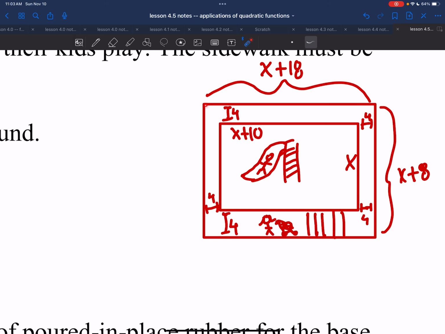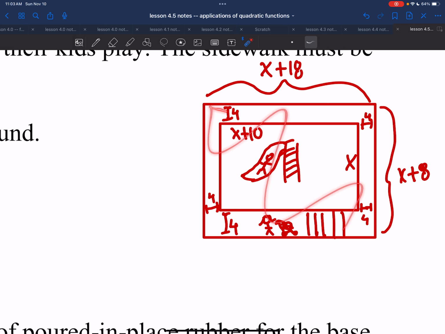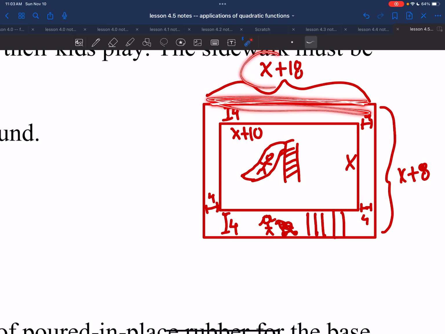you think if you took the whole thing, which is all of it, and then you subtracted just the playground, so you took the whole thing and then took away the interior playground, that would leave you with the space between them, right? The difference in that space, which is the area of the sidewalk. So, what's the area of the whole space? Well, area is length times width. And this length, the whole space length, is x plus 18, and this length is x plus 8.